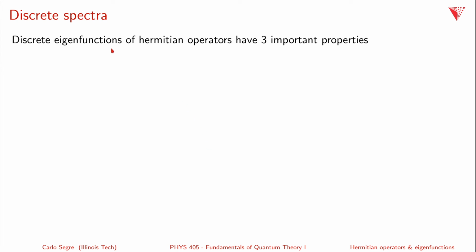So let's talk first about discrete spectra. Discrete eigenfunctions of Hermitian operators have 3 important properties. The first one is that the eigenvalues are always real.